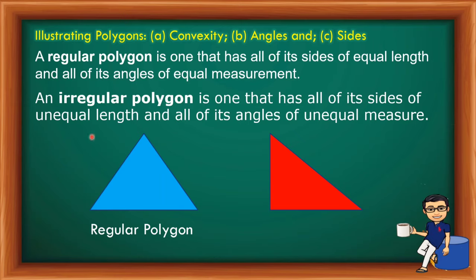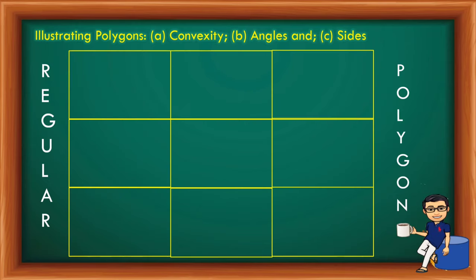So, yun din ang tatawagin nating irregular polygon. Okay na? So, yan lang yung ilan sa mga halimbawa. And let's continue. This time, let us concentrate with an example of regular polygon.